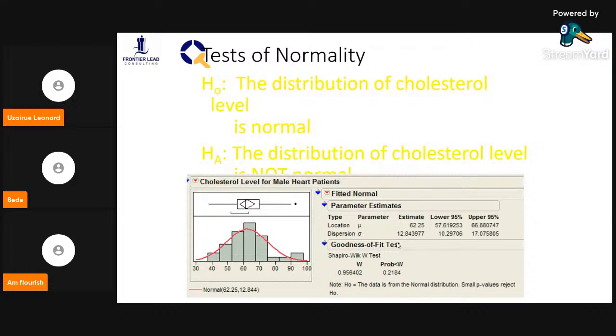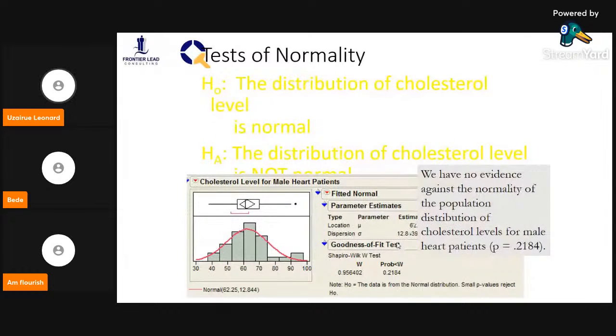So is that okay? Yes. Yes. So here we have no evidence against normality of the population distribution of cholesterol. So therefore, we will accept the null hypothesis.